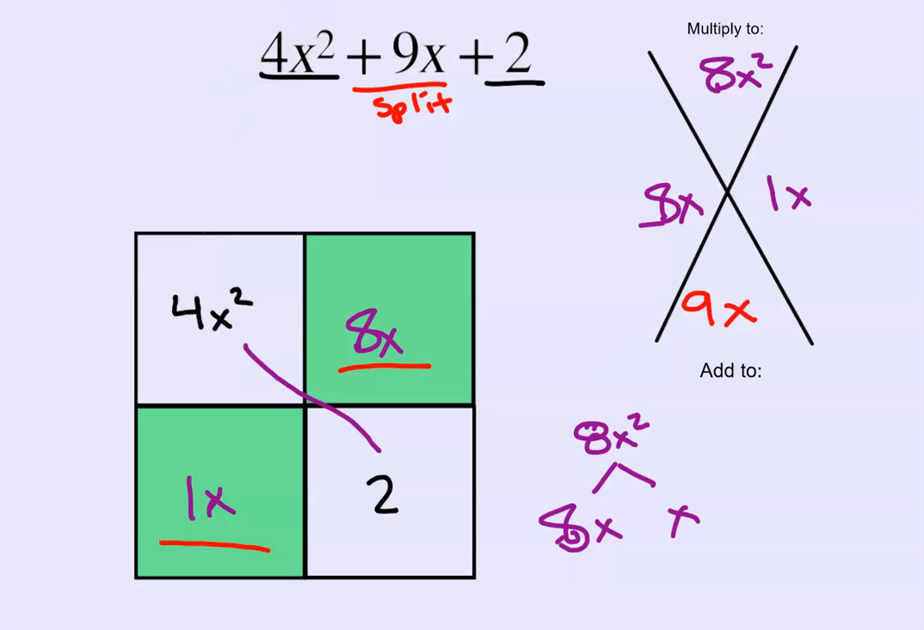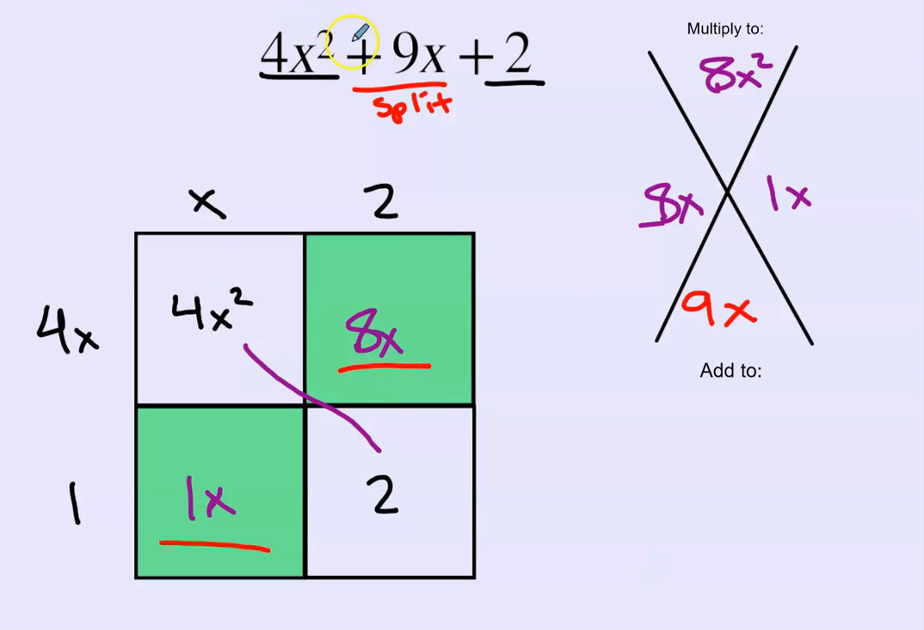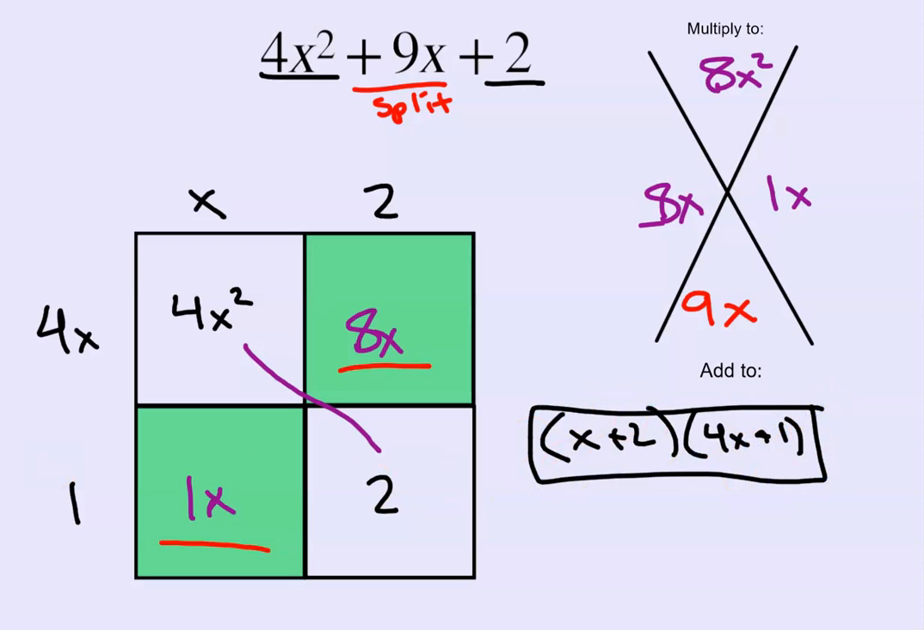And then now that we have that, very simple to figure out the outside of our box. 4x squared and 8x, find the GCF there. That's 2, no, not 2. 4 and 8 have a GCF of 4, and x squared and x have a GCF of x. 4x times x gives me 4x squared. X times 1 gives me 1x. And then 1 times 2 gives me 2. And there's our answer. Our answer is on the outside. It is x plus 2 and 4x plus 1. Boom. One more example.